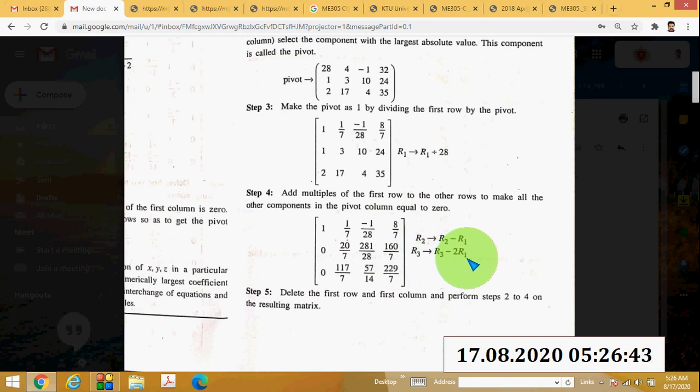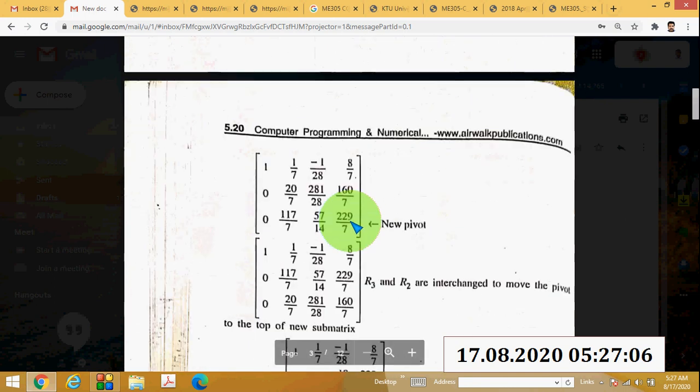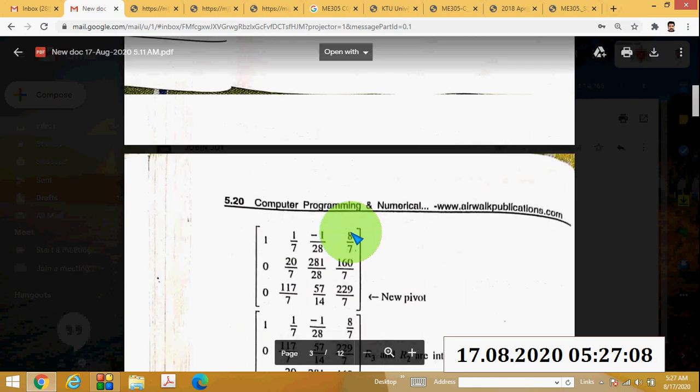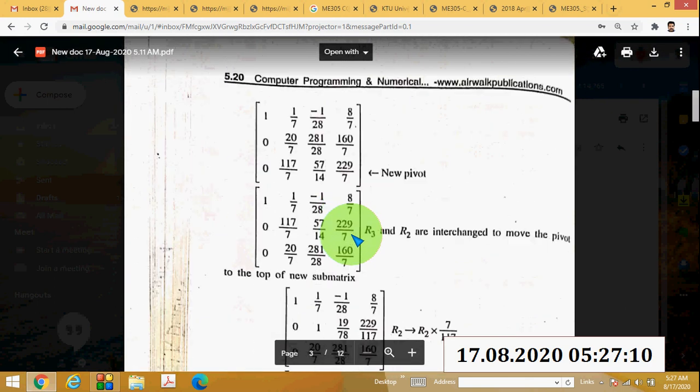Then R3 tends to R3 minus 2R1. R3 is 2, 17, 4, 35, and this is minus 2R1. You have to multiply the first row with 2, so that this term will be converted into 0. So 2 minus 2, R3 minus 2R1.